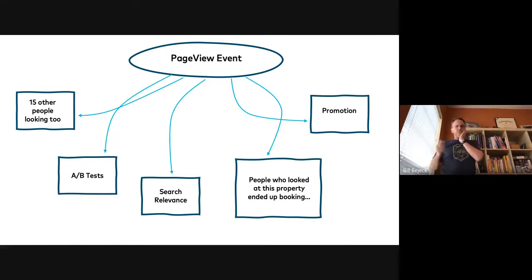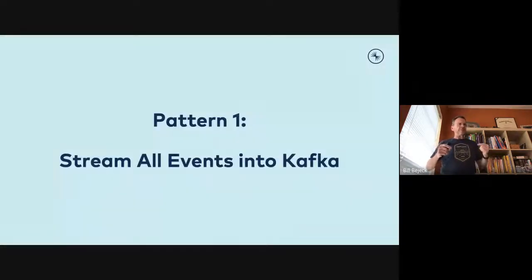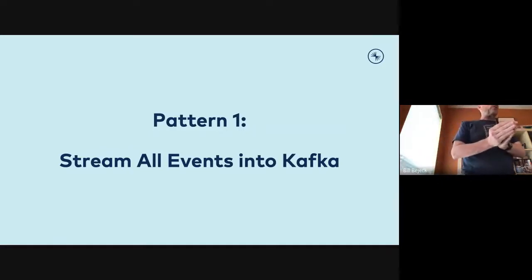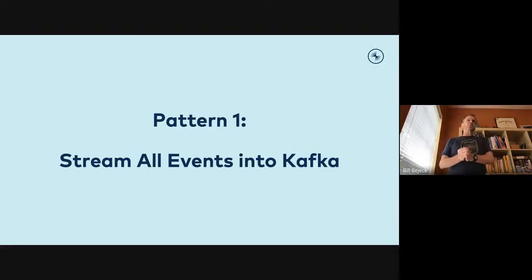So this leads us to the first pattern, which is streaming everything into Kafka. And this is important because you can think of Kafka as a central nervous system for your data. Everything's going to come in and it's going to come into Kafka. And the benefit to that is, again, you can have multiple readers, if you will.